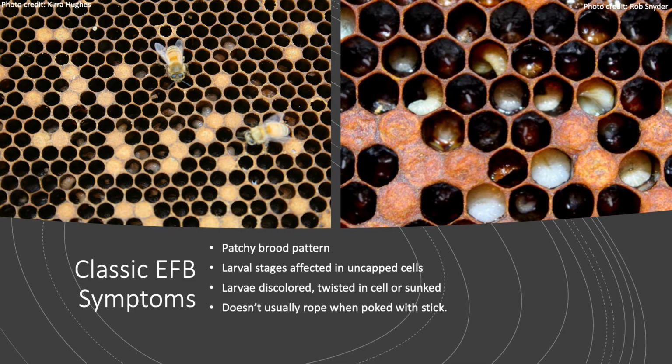European foulbrood, on the other hand, is not fatal, but it can be confused with American foulbrood, so it's important to note the differences. American foulbrood generally affects capped brood. European foulbrood generally affects uncapped brood. With European foulbrood, we've got some classic symptoms: a patchy brood pattern and affected larval stages, that's before capping. It can cause the larvae to become discolored, varying from that beautiful pearly white to off-white to yellowish in color, and they may twist in the cell and get a bit sunken.